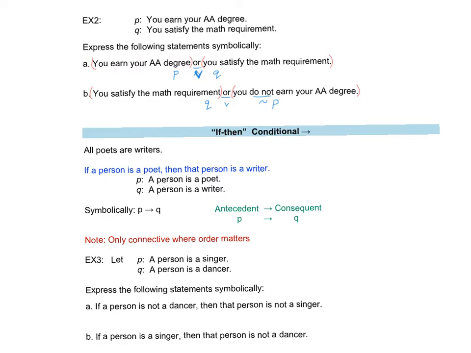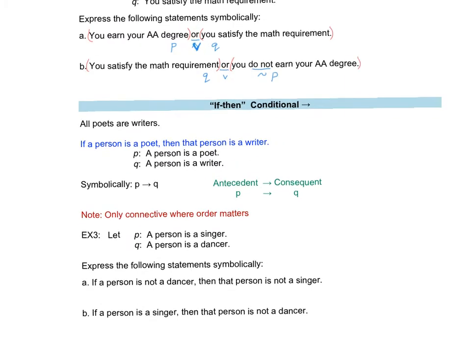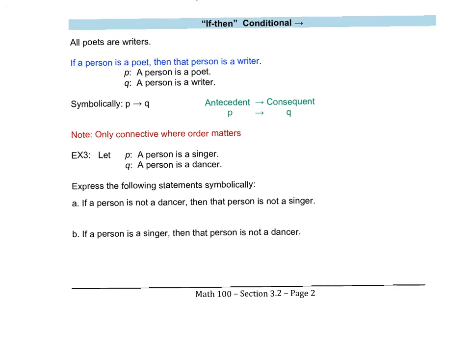The third connective is our conditional statement, which would be our if-then. The conditional if-then is an arrow symbolically. This is the most important connective in logic.